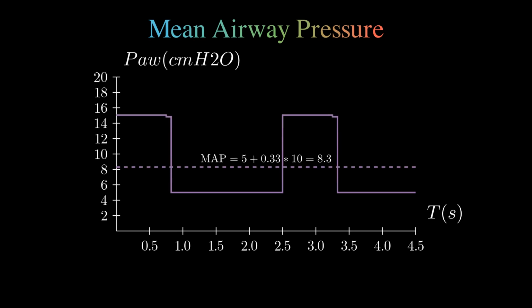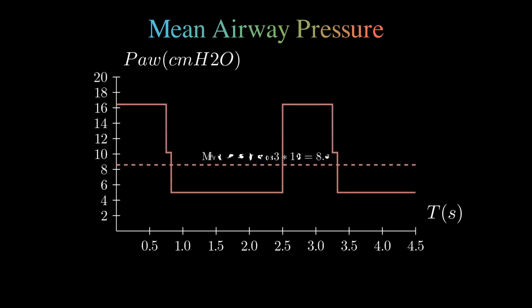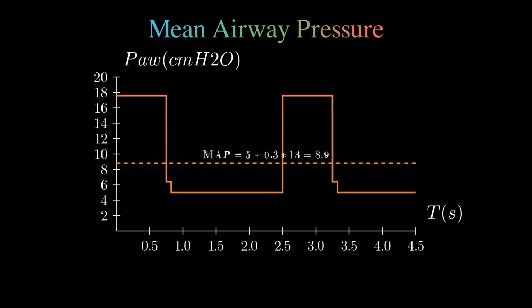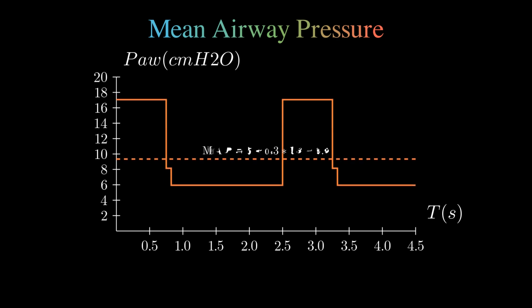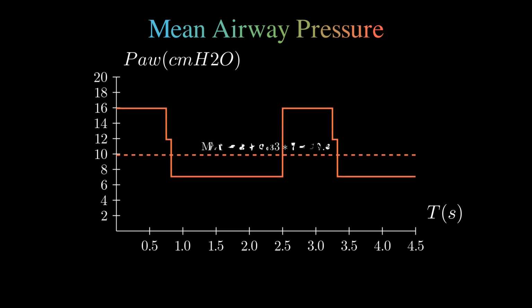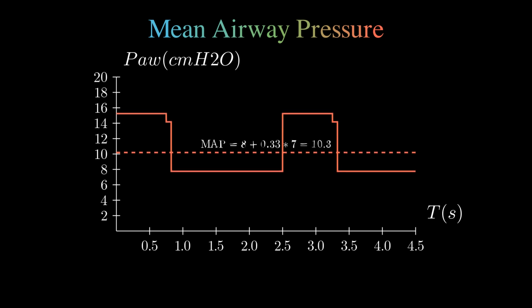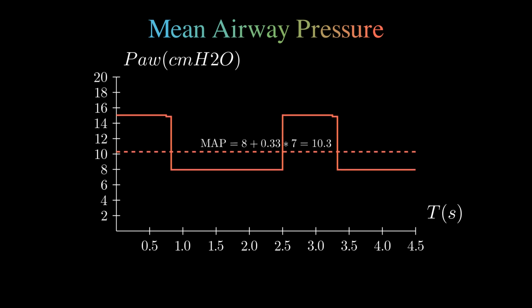Next, we increase the peak inspiratory pressure from 15 to 18 while keeping PEEP and inspiratory time constant. This has a small effect on the mean airway pressure. In this other scenario, we increase the PEEP from 5 to 8 while keeping the peak inspiratory pressure and inspiratory time constant. This results in a significant increase in the mean airway pressure.